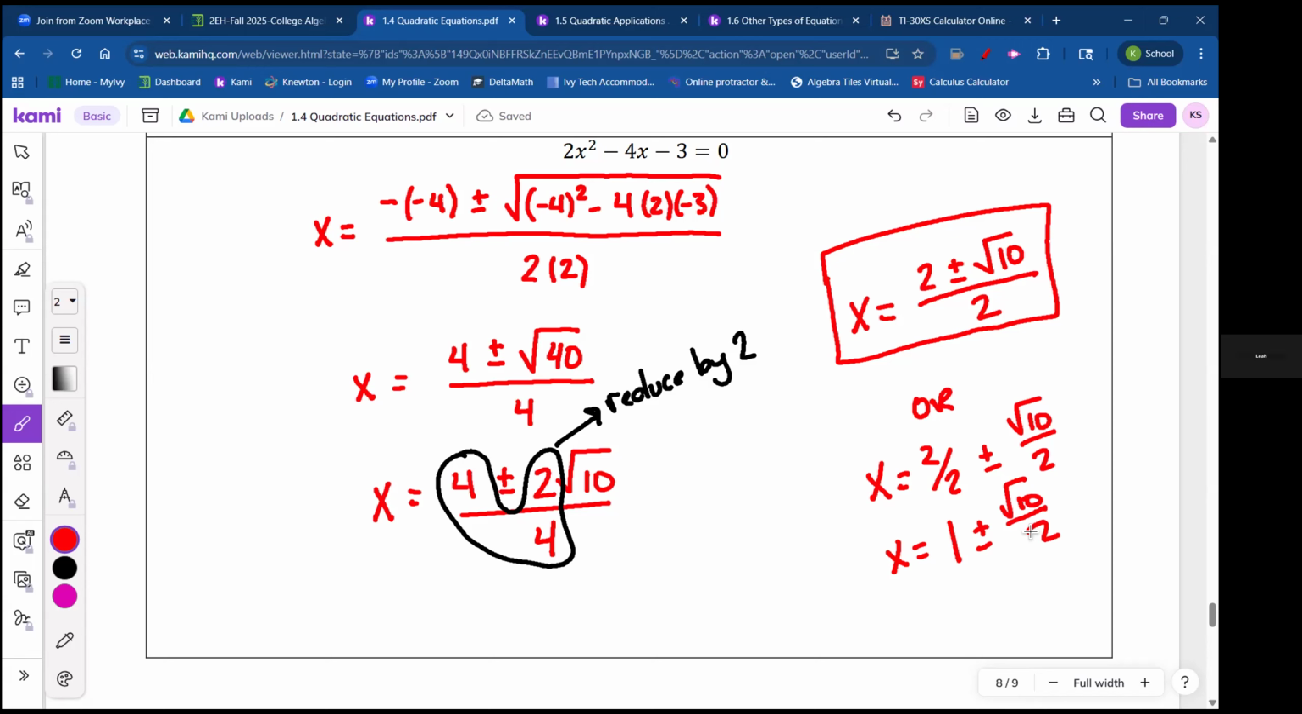How did you know to reduce them by 2? Because they're all even. All even things can be reduced by 2.